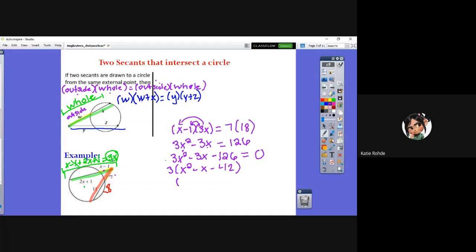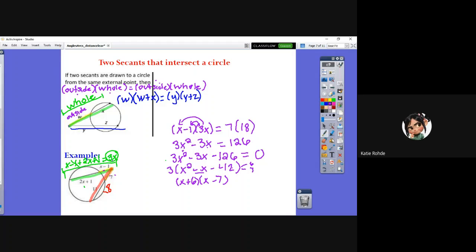Now we have to factor this guy. We need the two factors of 42 that are going to add up to -1. We know x and x. We're going to have a plus and a minus because that's negative. And 42 breaks into 6 times 7. We want the bigger number to be negative because our middle term is negative x. So we're going to say minus 7, plus 6.